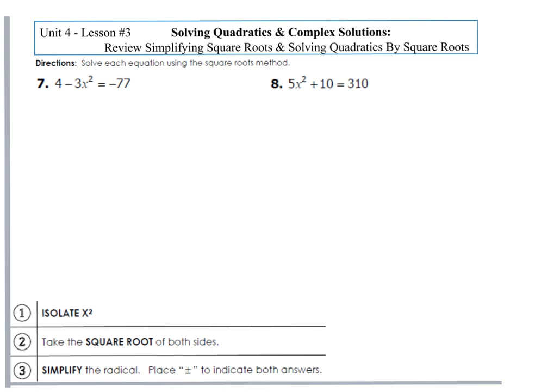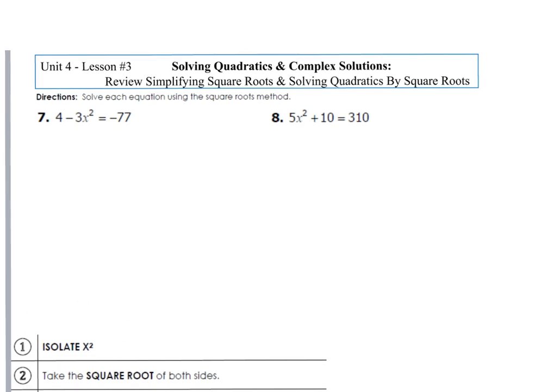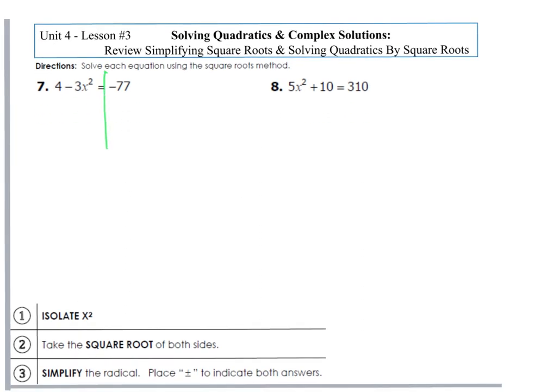All right, number 7, we have 4 minus 3x squared equals negative 77. Isolate the x squared. So we'll solve for x squared here. First, we're going to minus 4 from both sides. We bring down negative 3x squared is equal to negative 81.